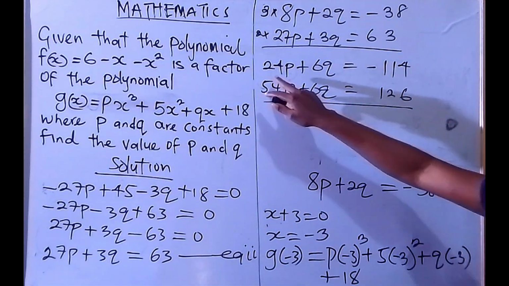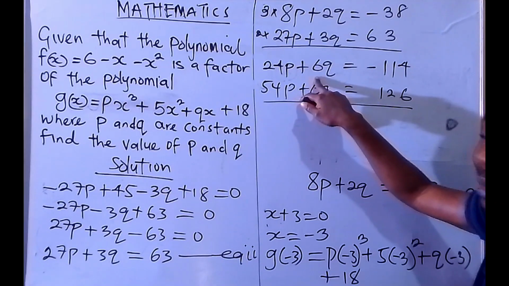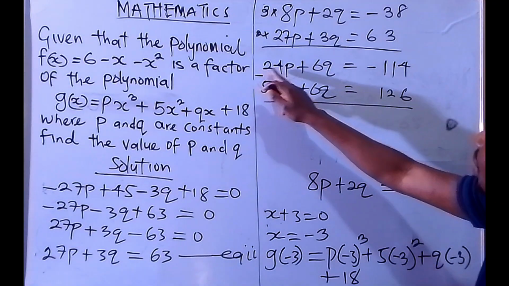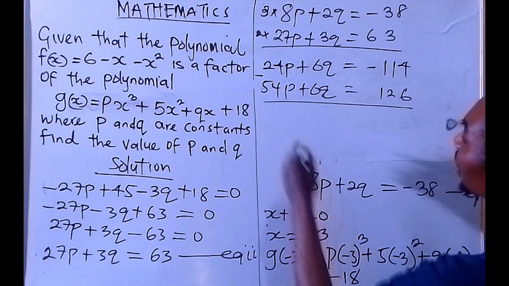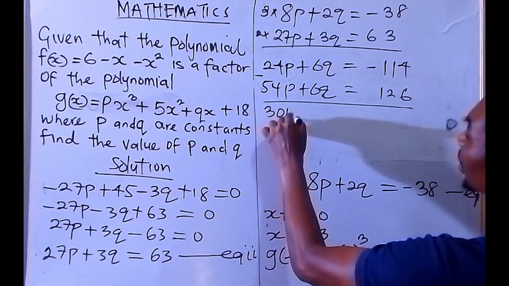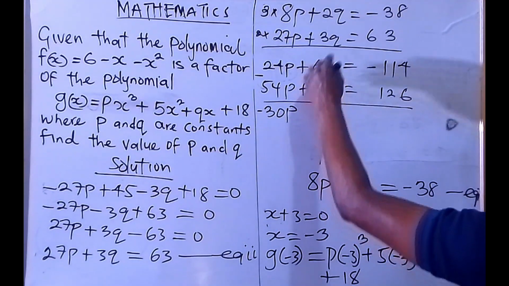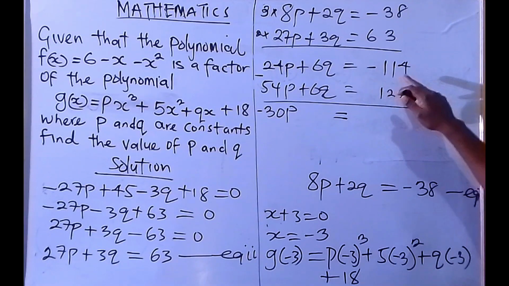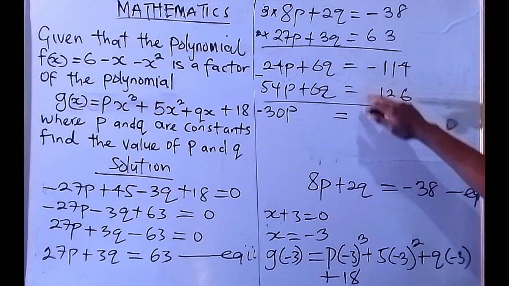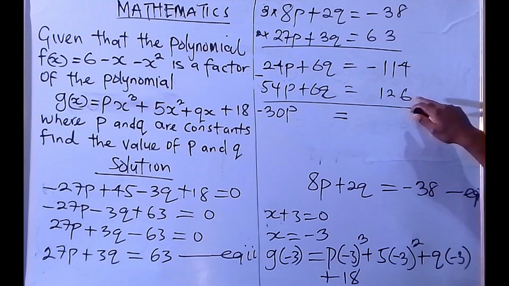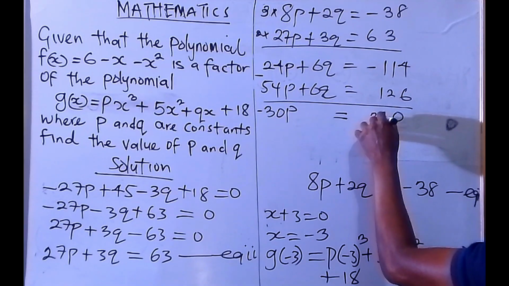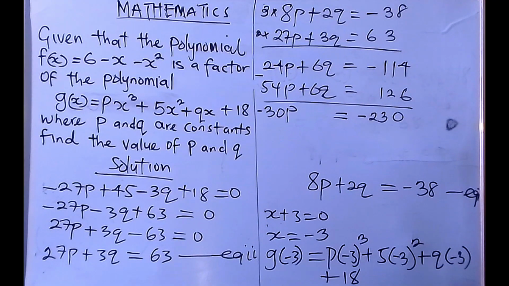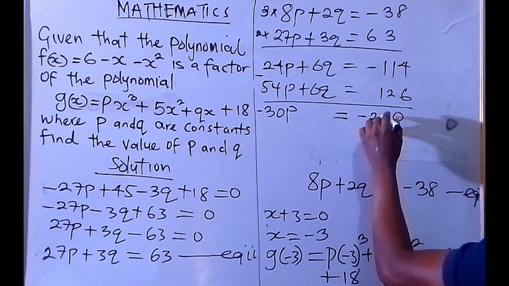So to eliminate q now, we use this negative sign, minus. So put minus here. So 24p minus 54p, we are going to get what? Minus 30p. So this one is 0 already. It's equal to minus 114 minus 126, which gives minus 240.